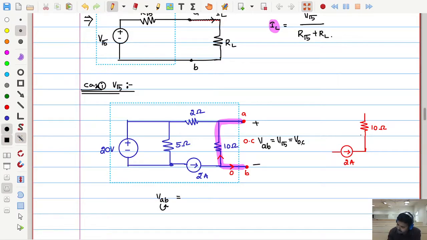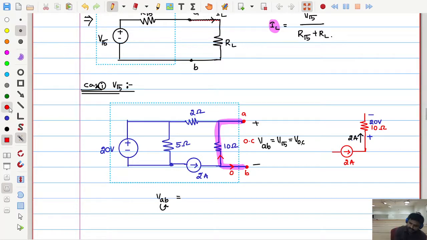But what is the current direction? Upward direction. When current is flowing in the upward direction, how much is the voltage across this resistor? Wherever current enters, that side will become positive, and the other side will become negative. That will be the voltage across that resistor. Now tell me how much is that voltage? 2 into 10, 20 volts.